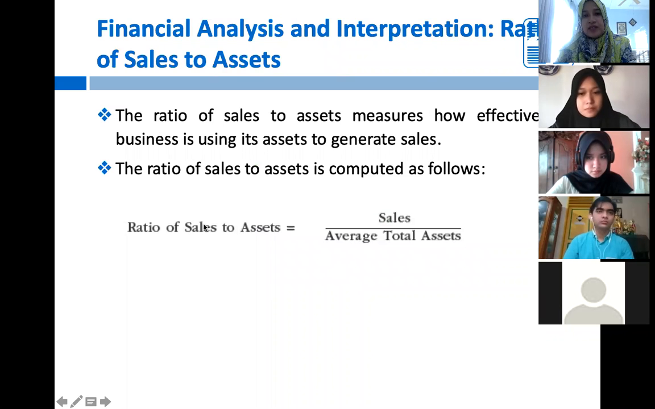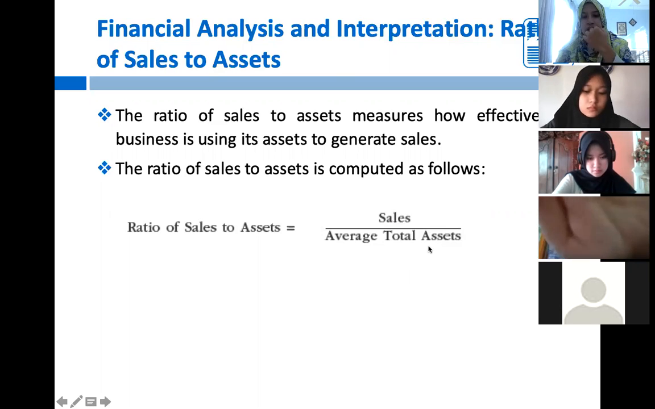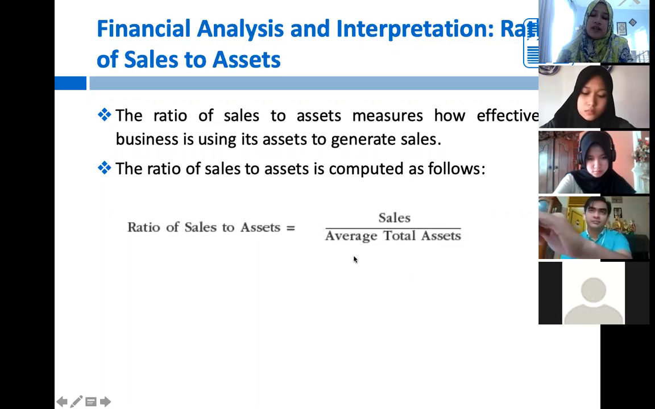Okay, a little bit about financial analysis and interpretation. Even though you will learn in depth in the next course, analysis of financial statements, just to highlight, for inventory we have the ratio of sales to assets. It basically shows how effectively the company is using the total assets to generate the sales. So the higher, the better. It means the company is fully utilizing the total assets to produce the sales.